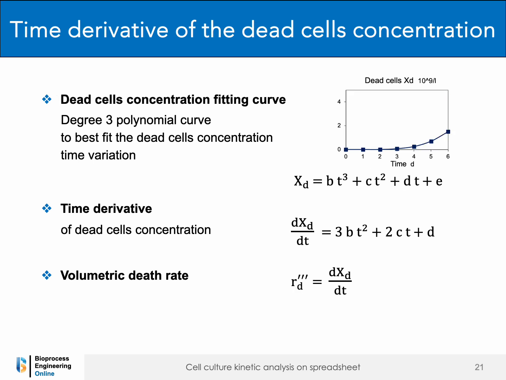The steadily increasing concentration of dead cells over time is best described by a third-order polynomial curve expressed as Xd = Bt^3 + Ct^2 + Dt + E. From this curve equation, the derivative is calculated at any time as dXd/dt = 3Bt^2 + 2Ct + D. The volumetric cell death rate is determined as Rd''' = dXd/dt.